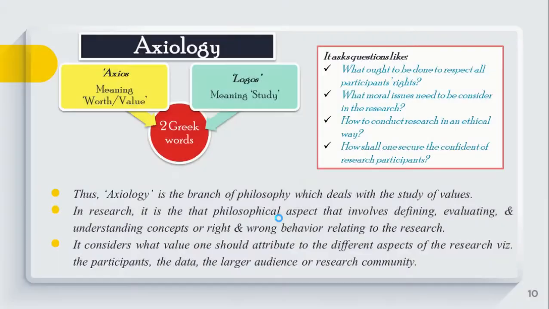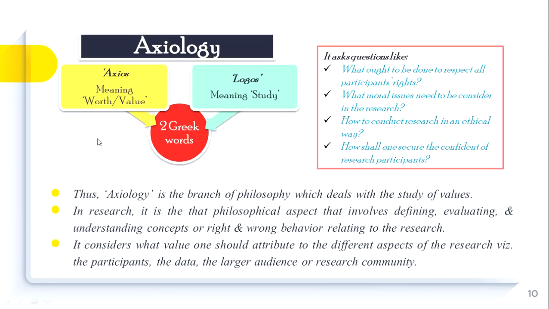Next, this is the last aspect that we are going to discuss today, that is axiology. Axiology is derived from two Greek words, axios and logos. Axios means worth or value, logos means study. Thus, axiology is the branch of philosophy that deals with the study of values. In research, it is that philosophical aspect that involves defining, evaluating, and understanding concepts of what is right and wrong behavior relating to the research.